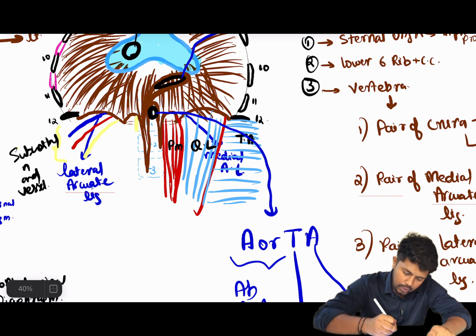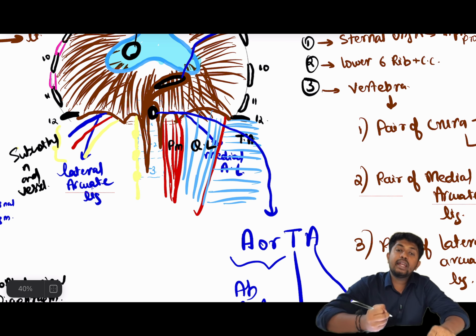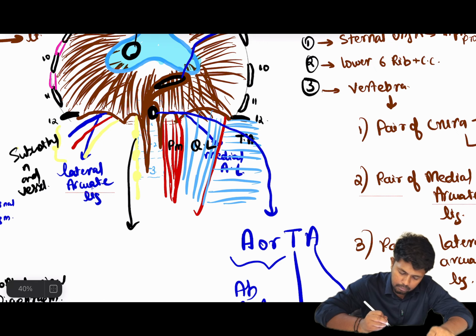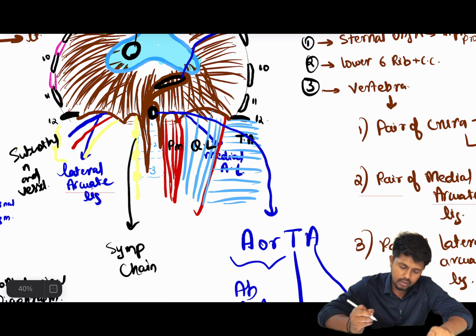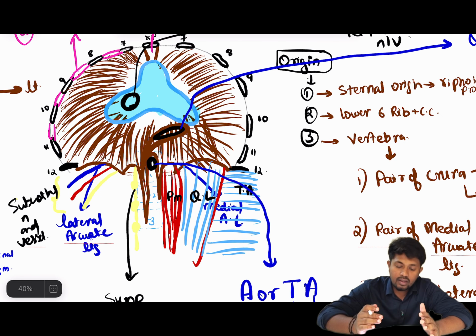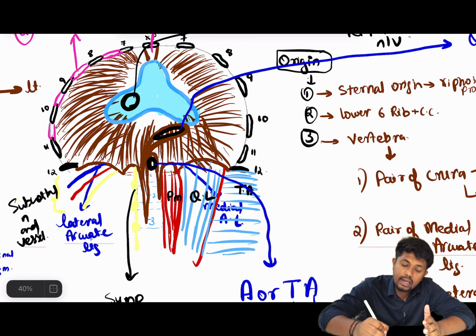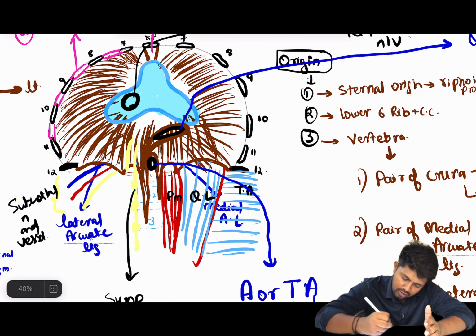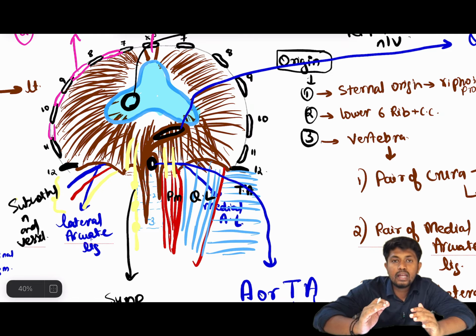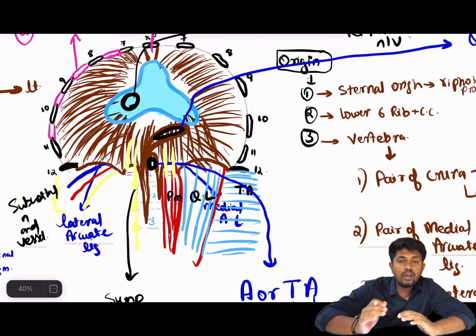Then behind the medial arcuate ligament, the sympathetic chain and sometimes the least splanchnic nerve will pass. So mainly the sympathetic chain. Then near the right and left crus of the diaphragm, the greater and the lesser splanchnic nerve will also pierce the right and left crus of the diaphragm.